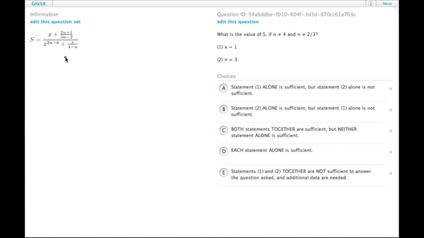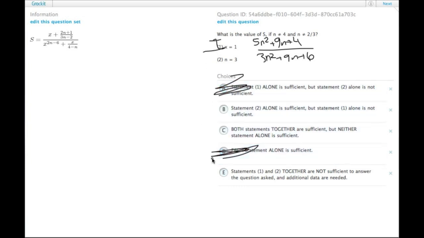And when we substitute it in, it's going to be a huge mess, but it ultimately comes out to equal 5n squared plus 9n plus 4 over 3n squared plus 9n plus 6. A big mess, and without a value for n, statement 1 isn't going to get us there. Again, we really did need both variables for this one. So statement 1 is out, and we get rid of A and D.